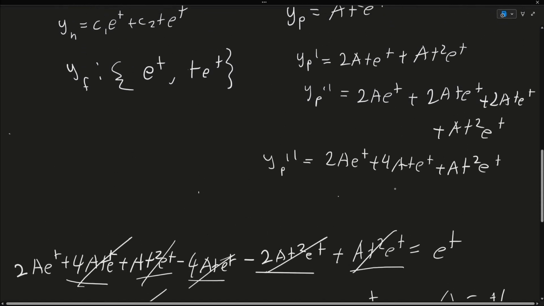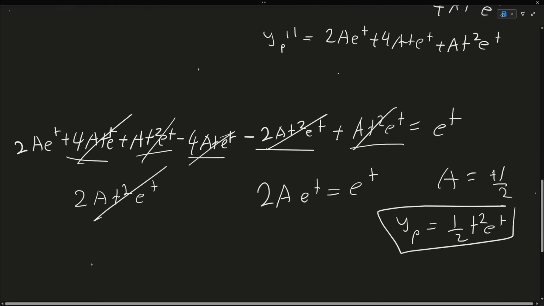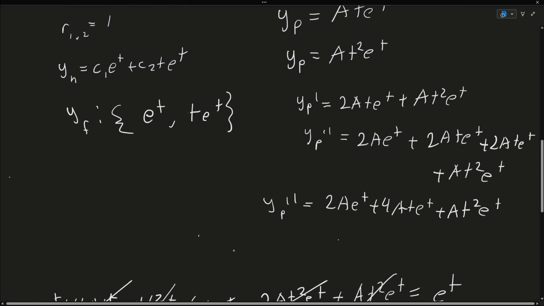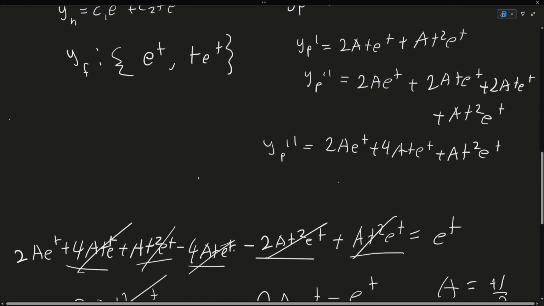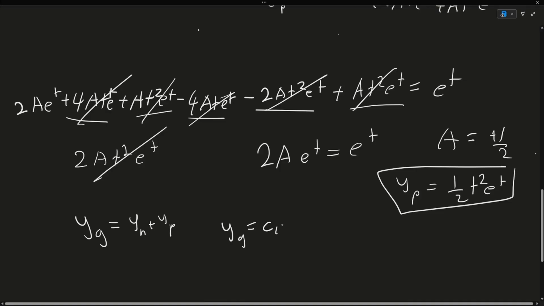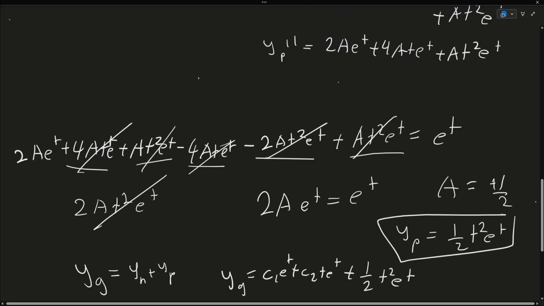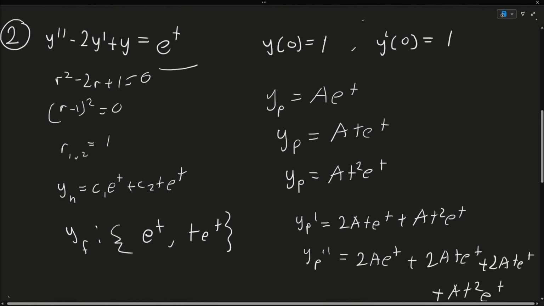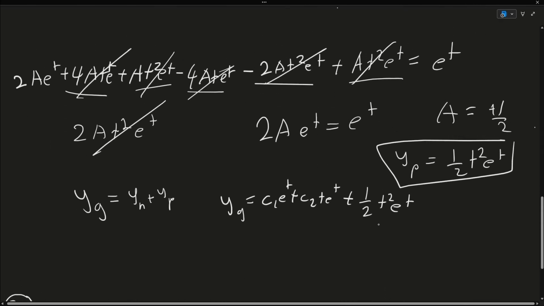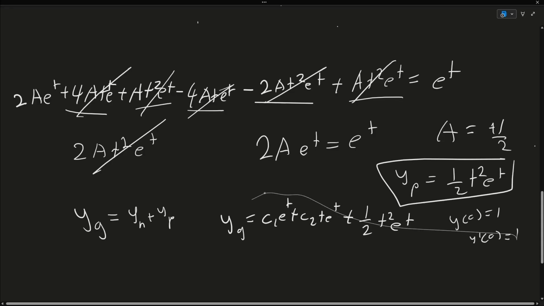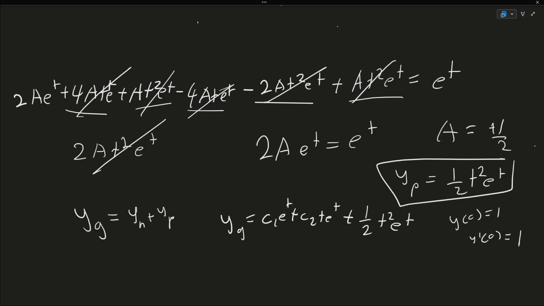Okay, once you find your y particular solution, it becomes really easy to find y general, and that's yh plus yp. And in this case, our complementary, our homogeneous solution was c1 e to the t plus c2 t e to the t. So we will have just like this, plus 1 over 2 t squared e to the t. And now plugging the initial values will give us the c values. So y of 0 is 1 and y prime of 0 is 1. So we will be able to find those.